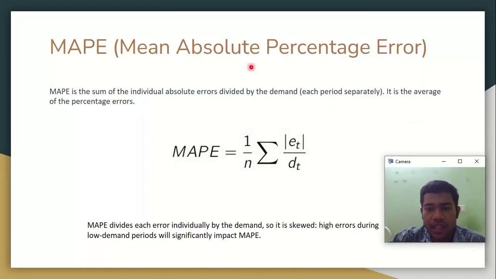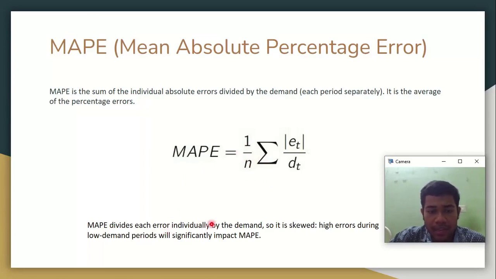So having known the error, we can talk about more meaningful metrics which are used for time series. The first one being MAPE, which is mean absolute percentage error. So MAPE is the sum of the individual absolute errors divided by the demand, each period separately. It is the average of the percentage errors basically. So this is how MAPE looks like. You can see that the absolute error is summed and it's divided by the demand at every time step, and it's just averaged over the n time steps.